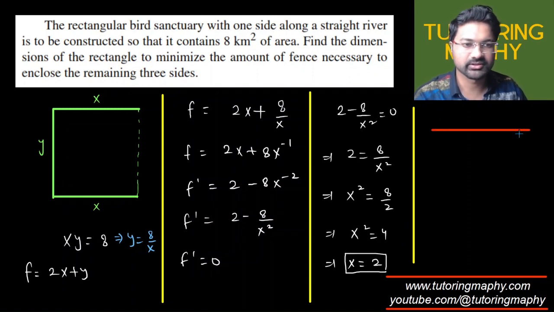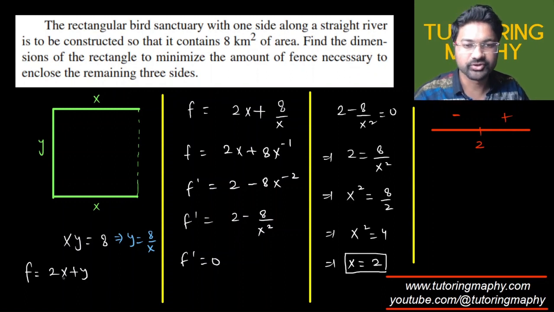So I'm just gonna make a sign chart over here at 2. So at 2, f prime is over here. Anything less than 2, maybe 1. So 8 over 1 is 8. 2 minus 8 is negative, so this is negative. I think more than 2, maybe 3. 3 squared is 9. 8 over 9 is less than 1, so that's 2 minus less than 1, which is positive. Indeed, it is a local minima.